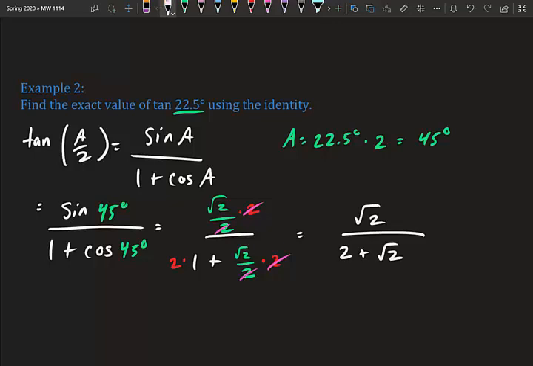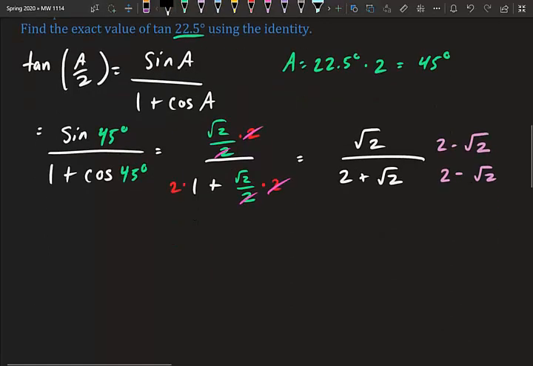Now, since we have a binomial in the denominator, we need to multiply by the conjugate. So the conjugate is everything that's the same except the sign in the middle. So we multiply by the conjugate. And remember, there's a trick for the denominator. You put a minus in between and you square both. So 2 squared is 4. And square root of 2 squared is 2.